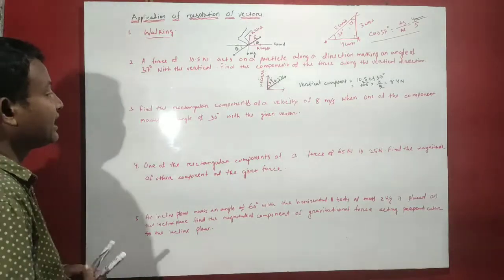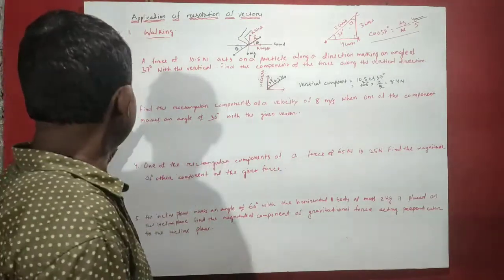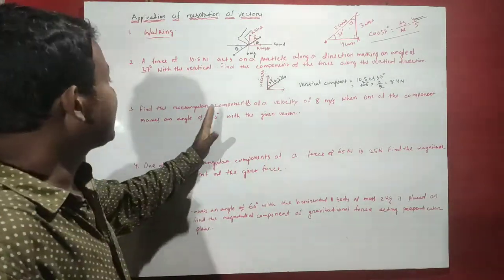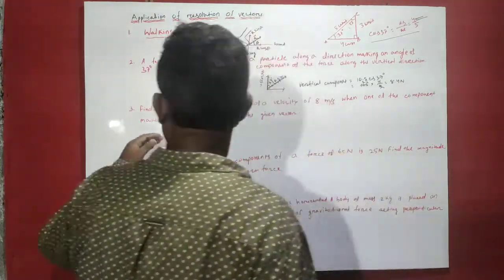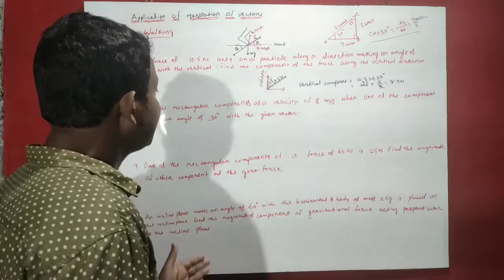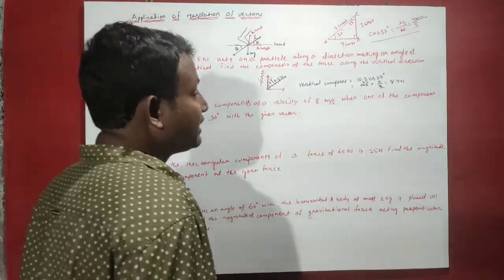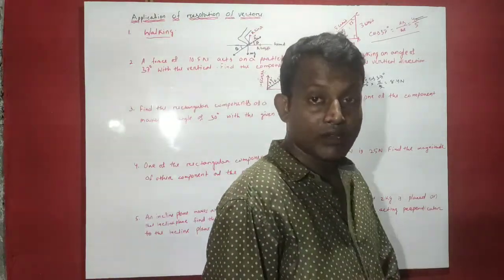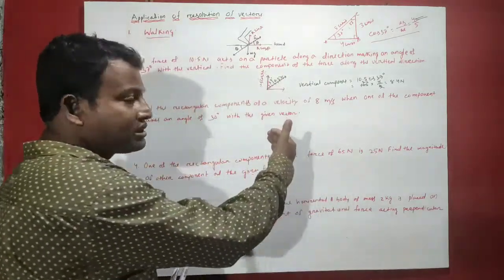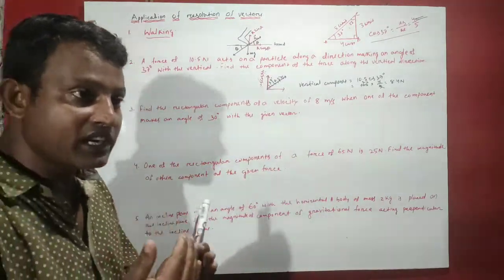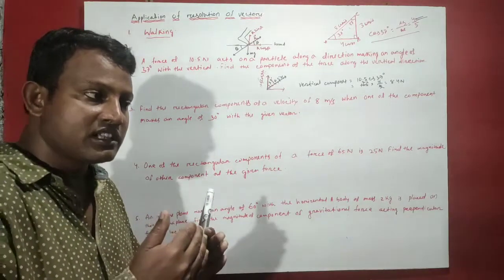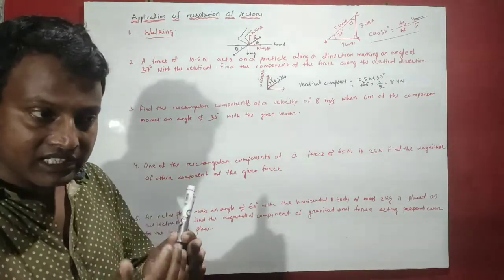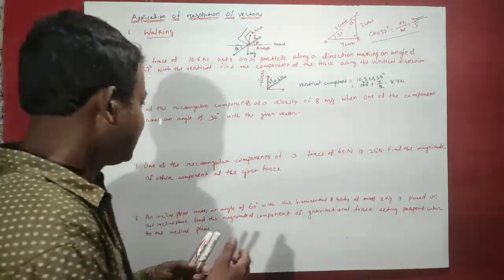Next, number 3. Find the rectangular components of a velocity of 8 meter per second when one of the components makes an angle of 30 degree with the given vector. That means a vector is given and one of its components is given, and the angle between the vector and its component is 30 degree.